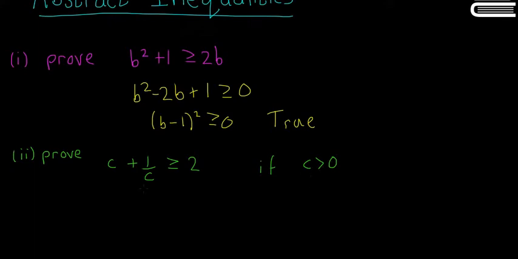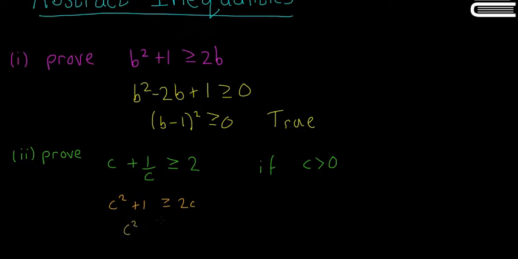Okay, so what we're going to do is multiply everything by c to get rid of this fraction here. And we can do that without changing the direction of the inequality. So remember back to inequalities, if you multiply something by a negative number, you have to change the direction of the inequality sign. But because we know that c is positive, we don't have to change the direction. So if you multiply c by c, you're going to get c squared. If you multiply c by 1 over c, you're just going to get 1. And if you multiply c by 2, you're just going to get 2c.